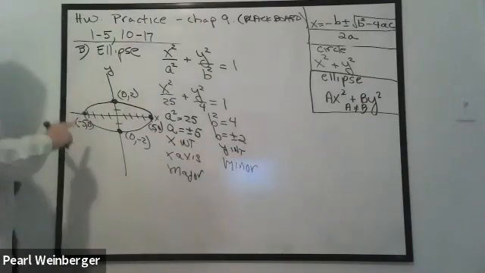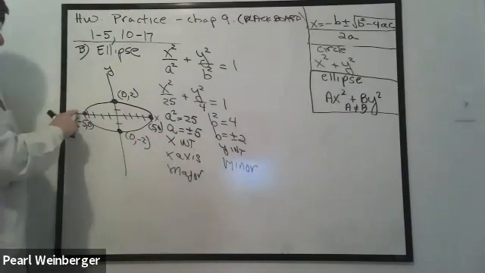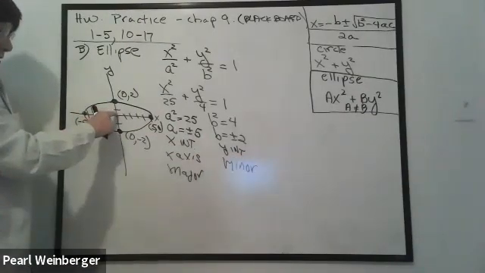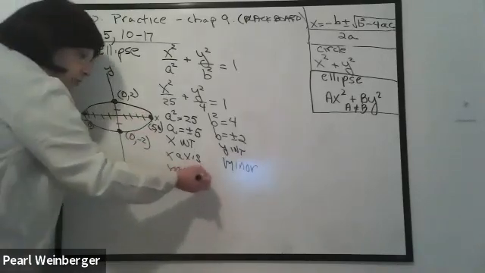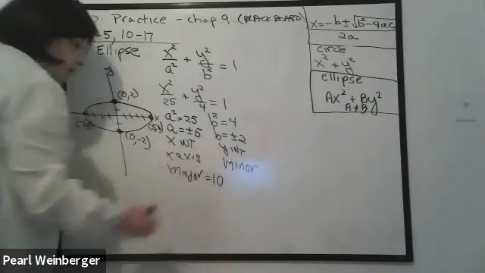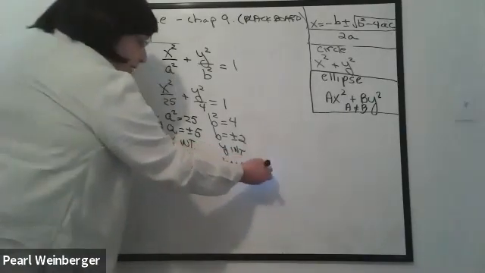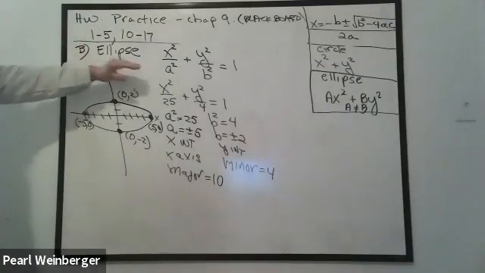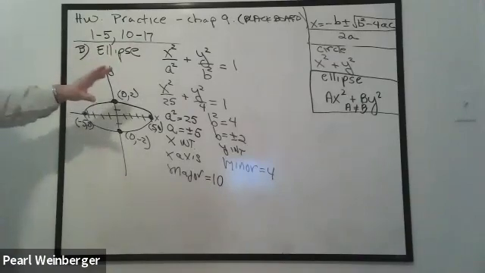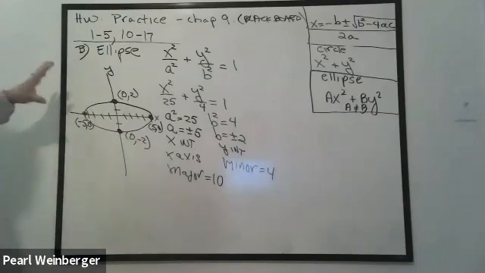I can even tell you how long the major axis is and how long the minor axis is. The major axis is not going from the middle, it's going from one end to the other. It's going from -5 to 5. So the length of the major axis is 10. And the minor axis is going from -2 to 2. So the length of the minor axis is 4. And I have now, given this equation in standard format, been able to discover what the graph would look like and what its major and minor axes are.